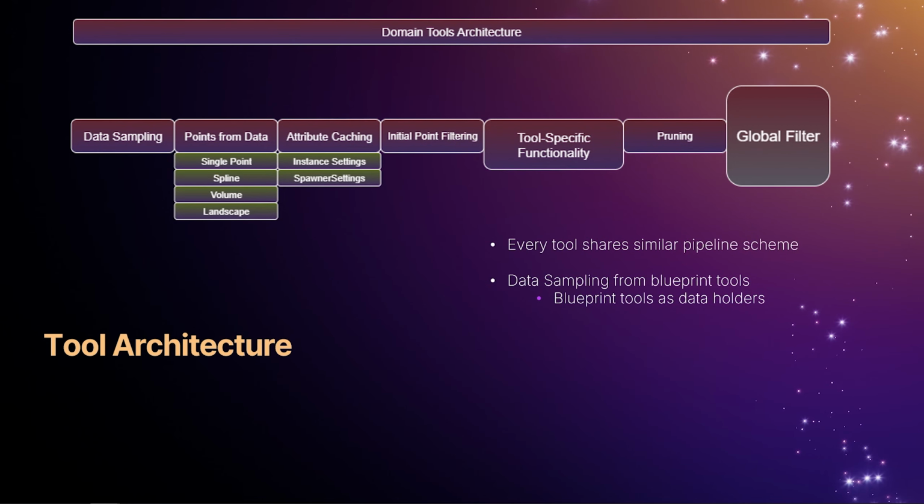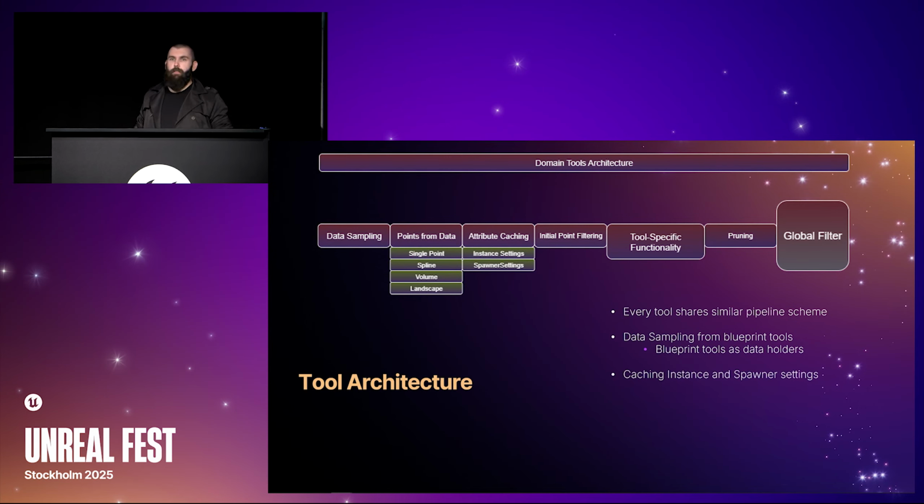I'm going to go over the tool architecture and how it works on a higher level, how the PCG itself kind of works. So every tool shares that similar pipeline scheme with the data sampling and the data assembly. Sampling is done via a get data nodes in PCG, and they are all filtered by class. So different one PCG graph will get the data from a single instance spawner, another one will get it from an area tracer tool, and that's all done by class, not by tag, as it is done by default.